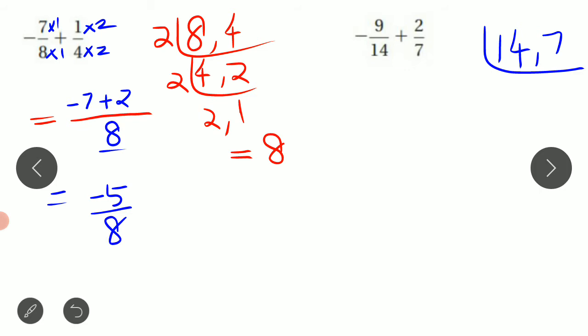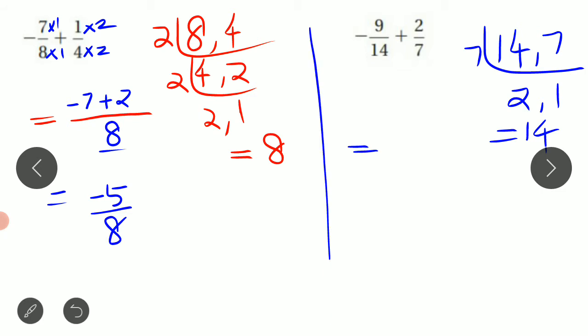Okay, now let's find the LCM of 14 and 7. Let me take 7 2 times and 1 time. So let's stop, and what is the LCM of this? 7 2s are 14. So the LCM of 14 and 7 is 14. So after finding the LCM, let's take the denominator as the LCM, is it?